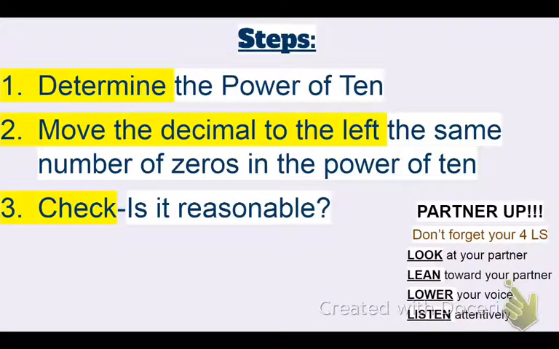All right, let's look at those steps today when you start to solve your problems. Number 1, determine the power of 10. Are you dividing by 10, 100, 1,000? Determine that power of 10. 2, move the decimal to the left the same number of zeros in the power of 10. So if you're dividing by 10, we're going to move to the left 1 time because 10 has 1 zero. If you're dividing by 1,000, you're going to move to the left 3 times because 1,000 has 3 zeros.